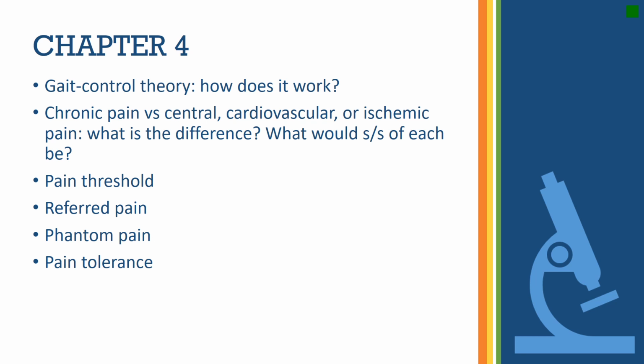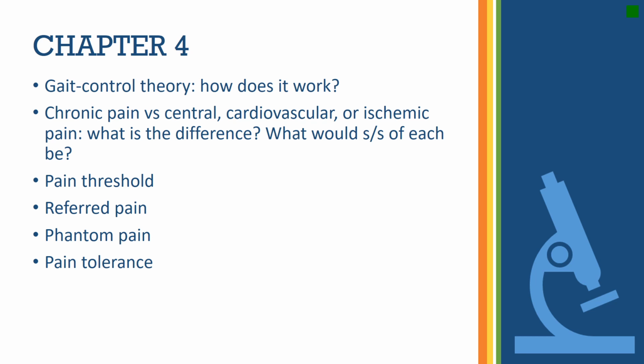All right, moving on to chapter 4. What is the gate control theory and how does it work? I'm talking about like in the brain. How do the impulses work to tell you that there is pain or to block pain? And then I need you to go and look up the differences in pain.